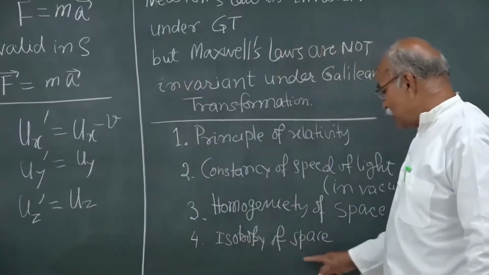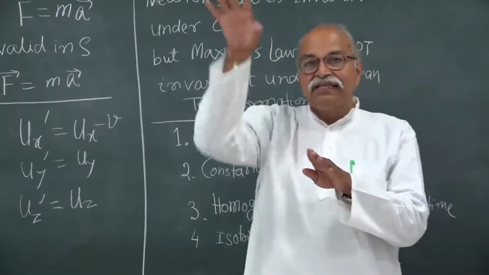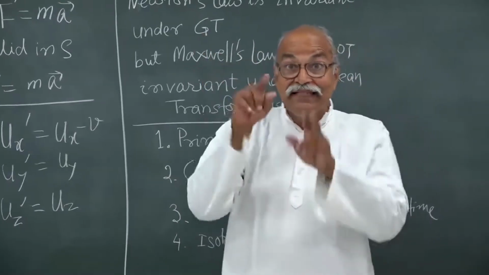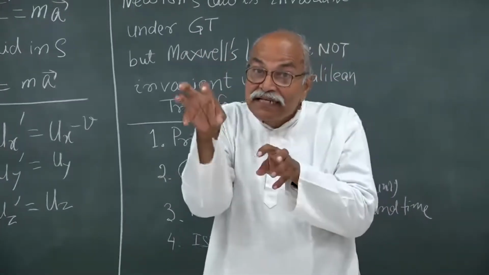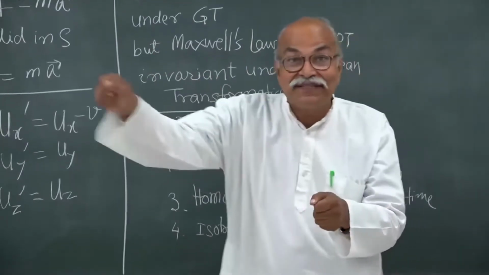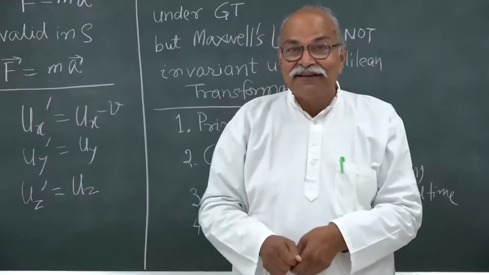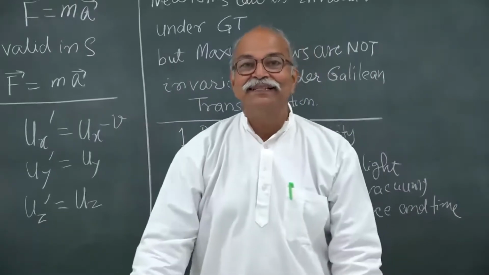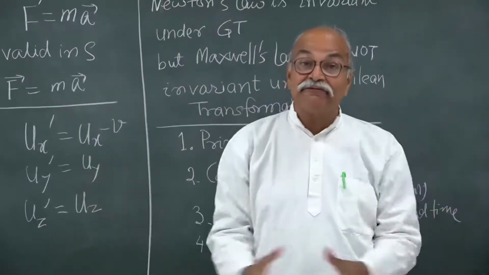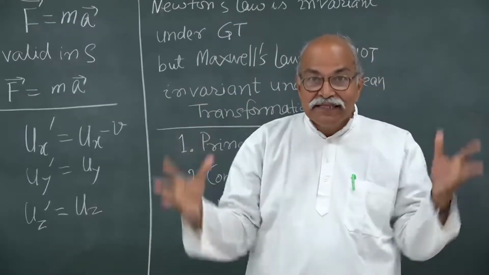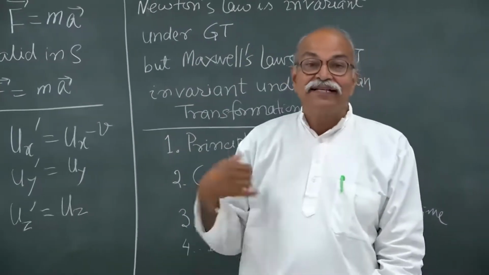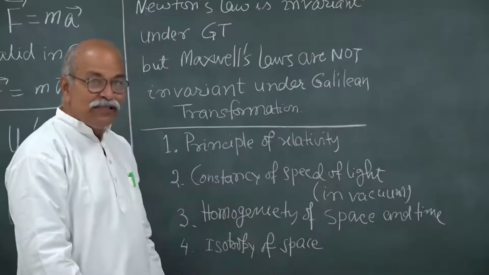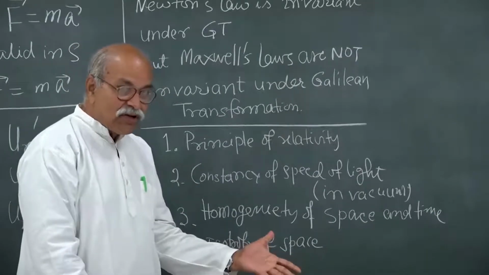And then you have isotropy of space: all directions in space are similar, identical, equivalent. When I put some material, then of course I can give special directions. If I have two materials in hand, yes, there is a special direction which is connecting these two, but the properties of space by itself are the same in all directions, that is known as isotropy of space. So, these are the things that we will be using to derive this Lorentz transformation.